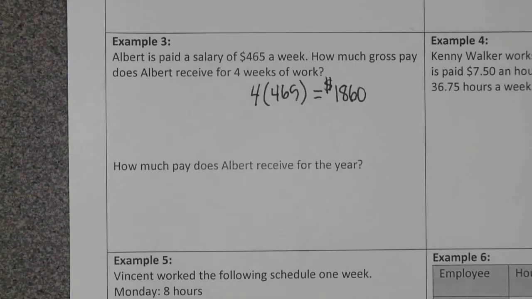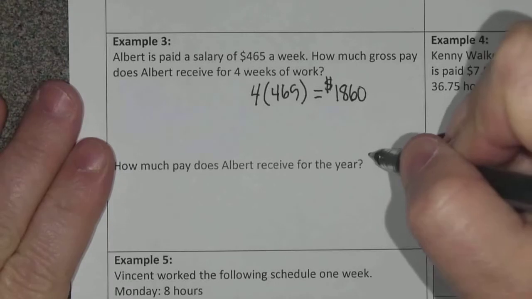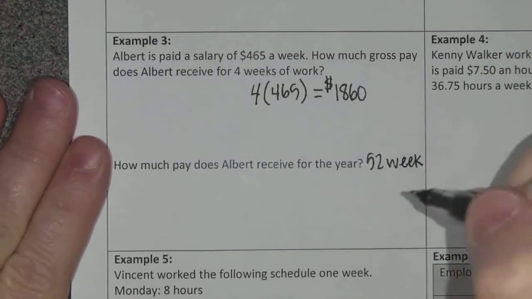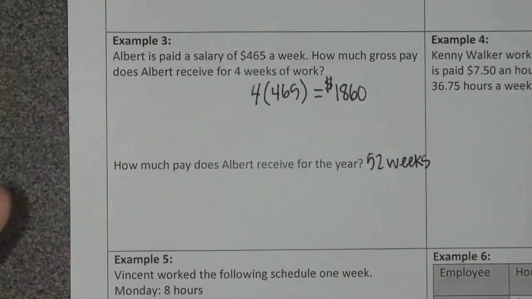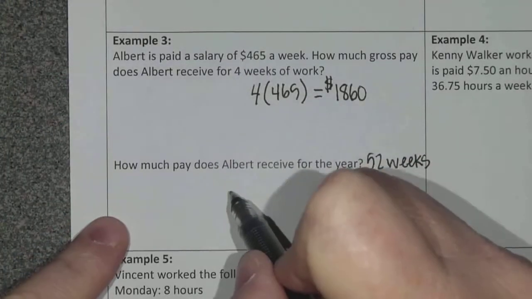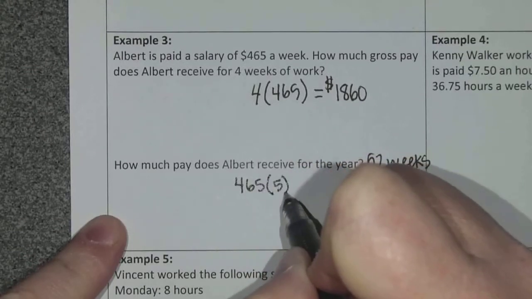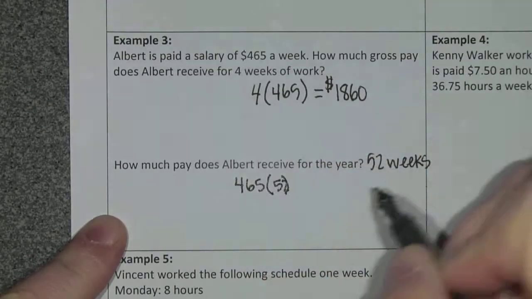How much pay does Albert receive for the year? Does anybody know how many weeks there are in a year? 52. Good. So we're going to take his weekly pay and we're going to times it by 52. So his weekly pay was $465. We're going to times that by 52.